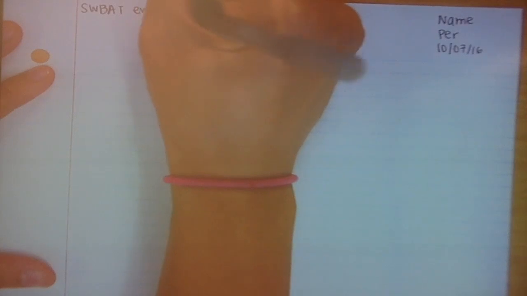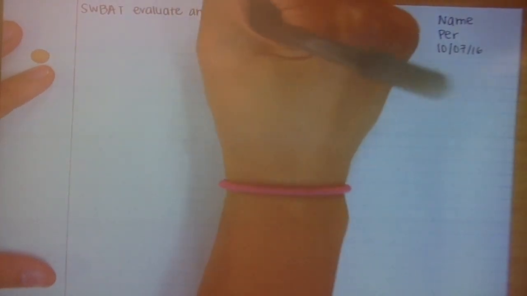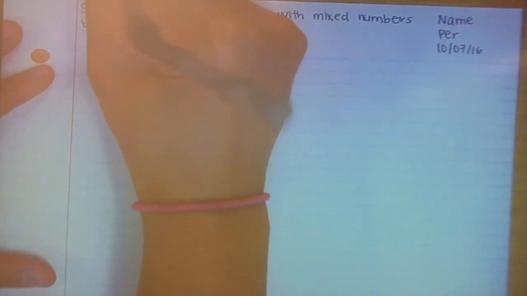Okay, so let's take some notes. Start with our heading. And our objective for today is students will be able to evaluate an expression with mixed numbers by adding and subtracting fractions.